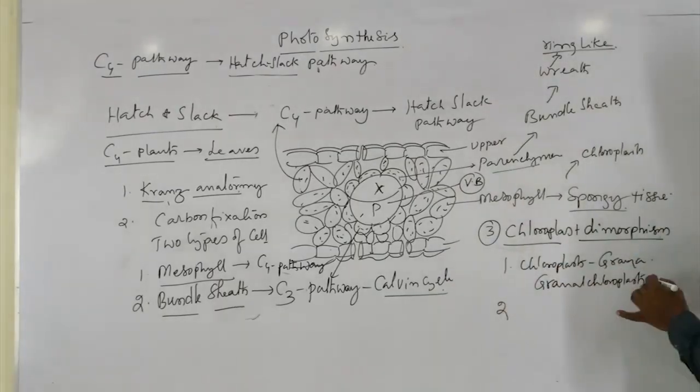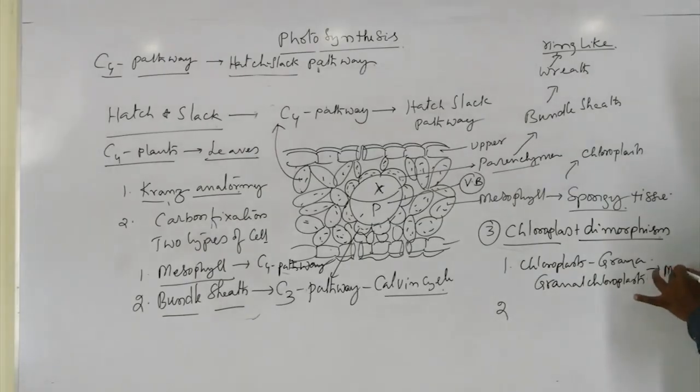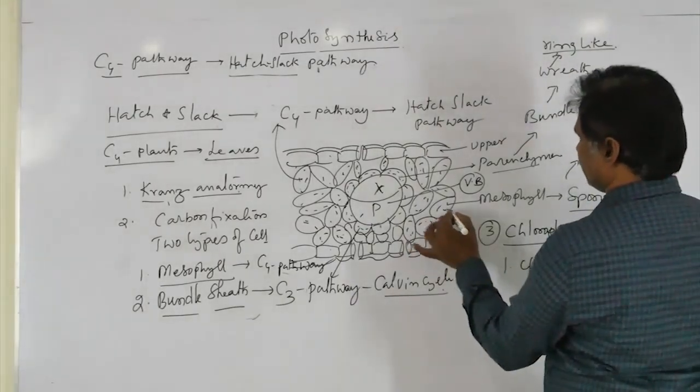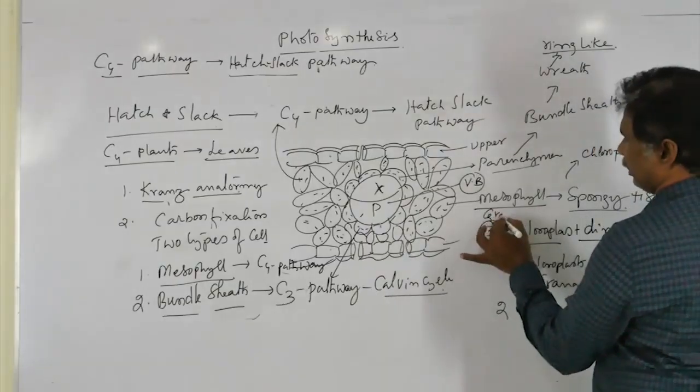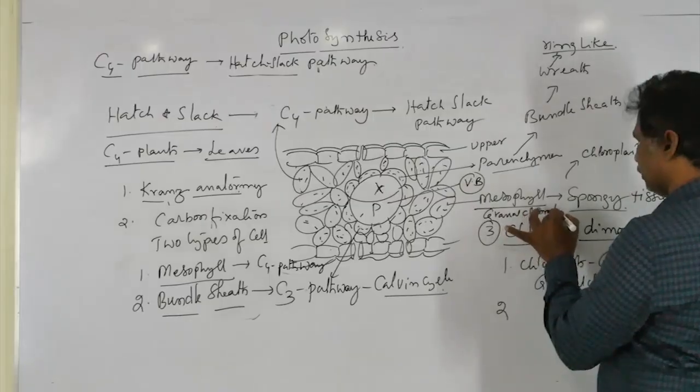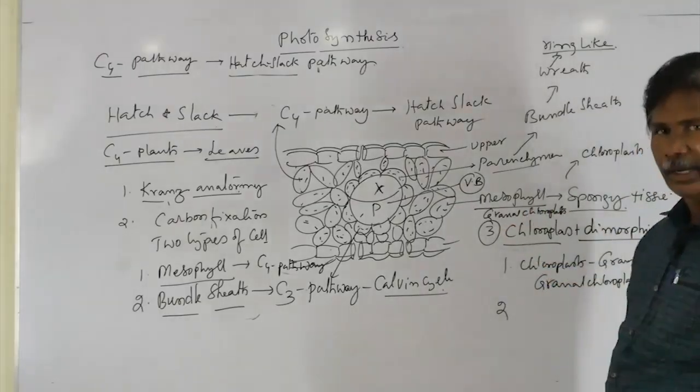These granule chloroplasts are present within the mesophyll cells. So the mesophyll cells contain granule chloroplasts, and those chloroplasts have grana.